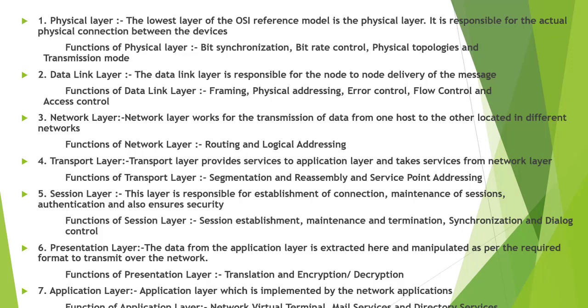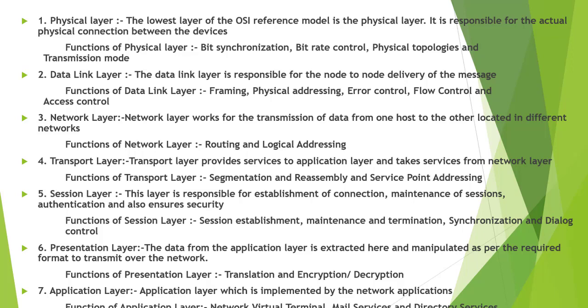Data encryption translates the data into another form or code. The encrypted data is called ciphertext, and the decrypted data is called plain text. The key value is used for encrypting as well as decrypting data. The final layer of the OSI model is the application layer.